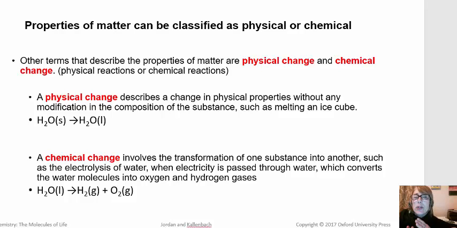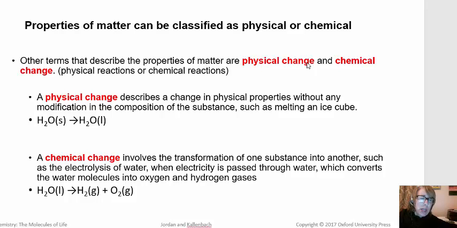So we've seen how we can describe matter in terms of physical properties or chemical properties. And chemists also classify the changes that matter undergoes using those same terms. So let's take a look at physical change. A physical change is some sort of change where no new chemicals are formed.